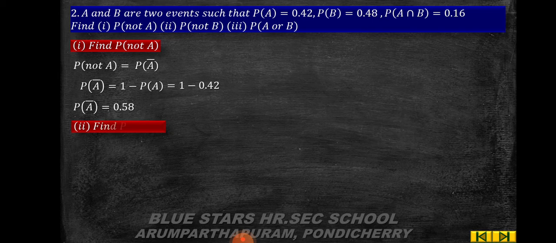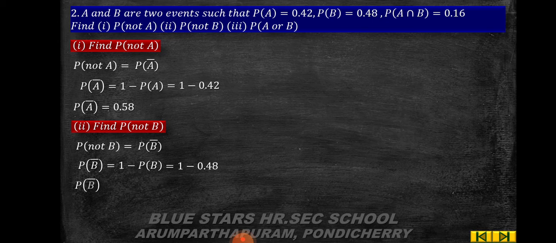Then second subdivision, find P not B. P not B is nothing but P of B bar. So P of B bar is equal to 1 minus P of B, which is 1 minus 0.48. P of B bar is equal to 0.52. Then third subdivision, find P of A or B.